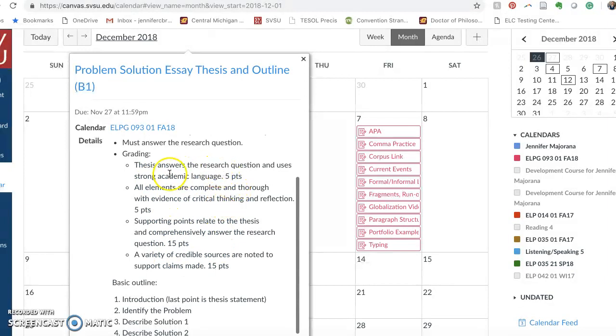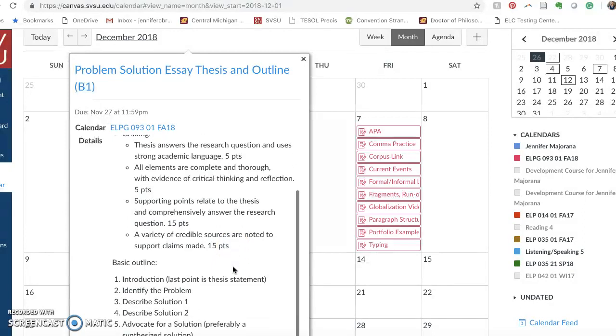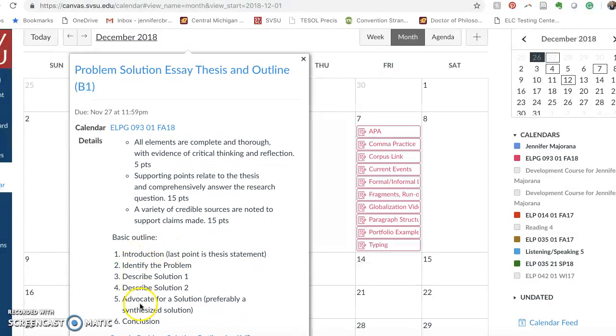It answers the research question and uses strong academic language, so don't use informal language in your thesis statement. And I want to see for your outline also that all of the elements are complete and thorough with evidence, critical thinking, and reflection. We'll get to the elements I'm talking about down here. And then your supporting points relate to the thesis and comprehensively answer the research question. That's 15 points. A variety of credible sources are noted to support claims made. So this is where you need to do an in-text citation to support the points that you're going to make in your outline.